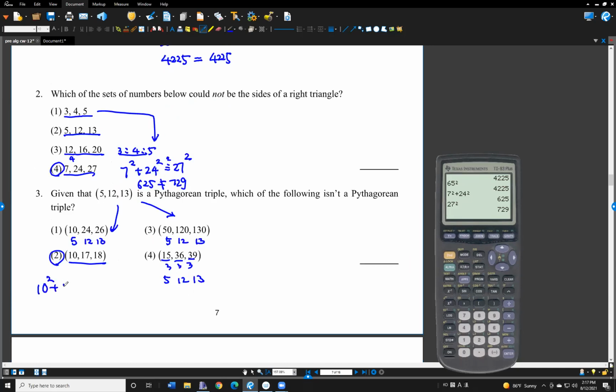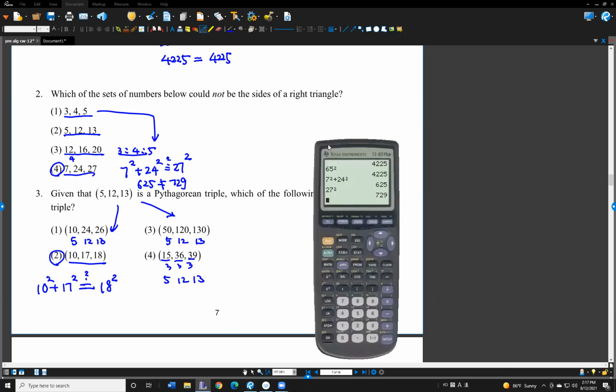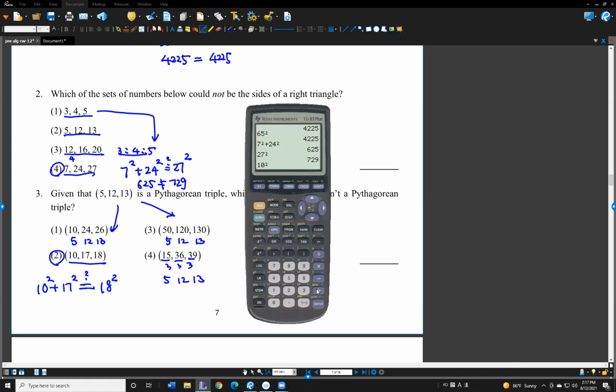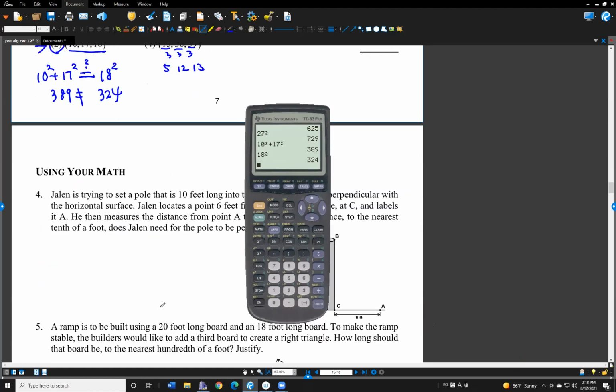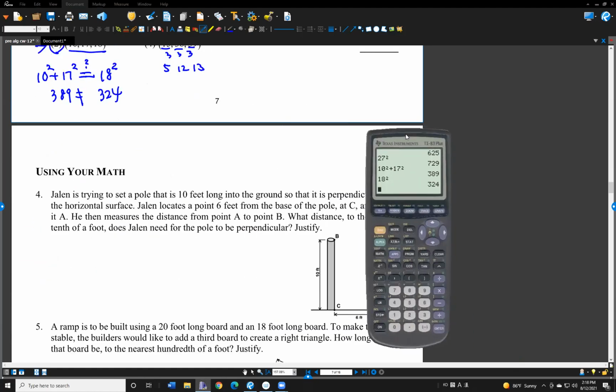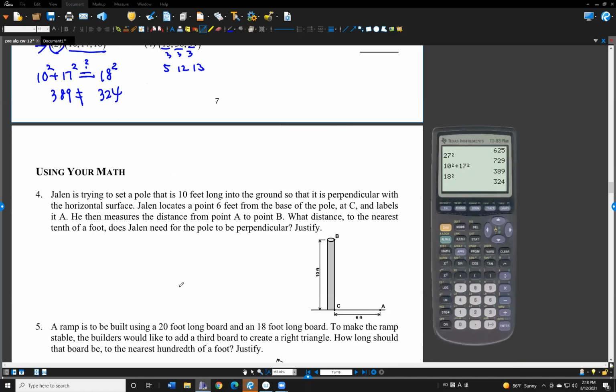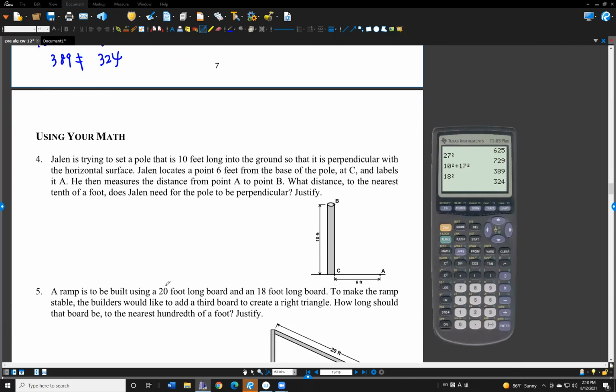10 squared plus 17 squared, does that equal 18 squared? Is that true or false? Use your calculator. 10 squared plus 17 squared equals 389. The 18 squared is not 389, right? 18 squared is 324. They're not equal. So this is not the sides of a right triangle. You can apply the Pythagorean theorem to find right-angle diagonals.